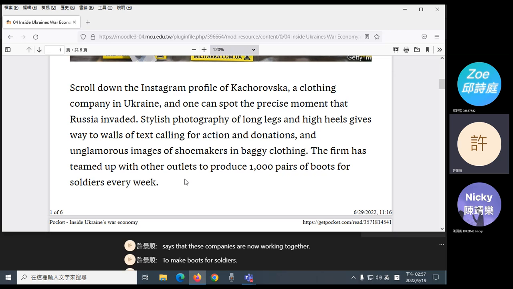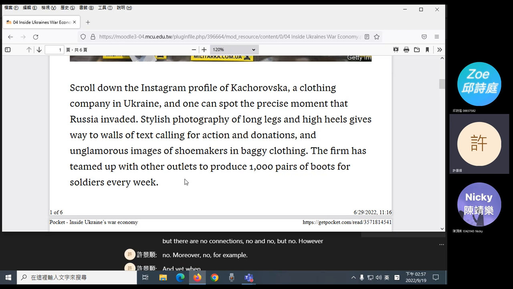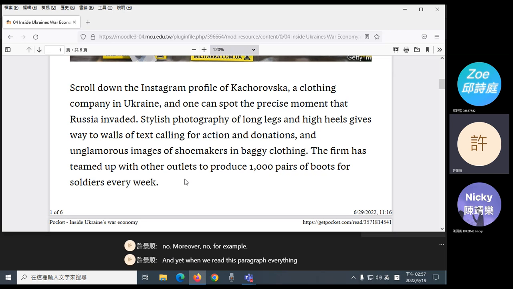So you'll notice in this first paragraph, it's three sentences, but there are no connections. No and, no but, no however, no moreover, no for example. And yet, when we read this paragraph, everything fits together. And that is because each sentence prepares the reader for the next sentence. Each sentence sets up a question that the next sentence answers.